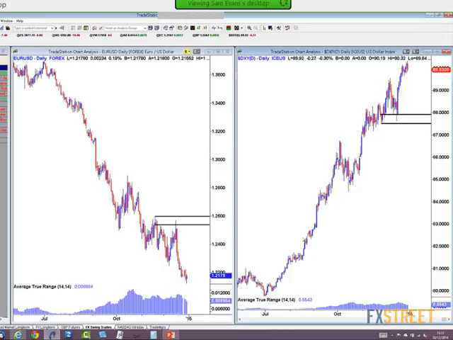You have to pay for all the feeds. You don't have to pay for a Forex feed with TradeStation, but you have to pay for the dollar index feed because it comes through a different exchange. And you know what?